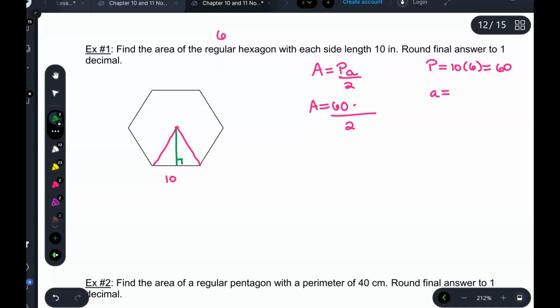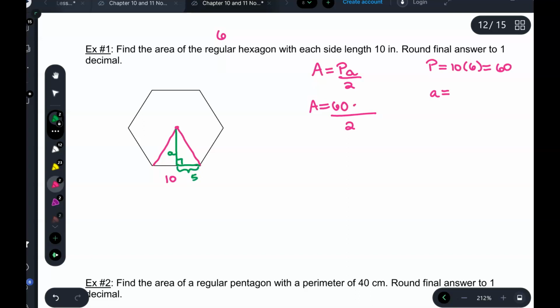This length, that is a. That's my apothem. So is that directly down the middle? It's directly down the middle. So five, this part at the bottom. Special right triangles, but why?